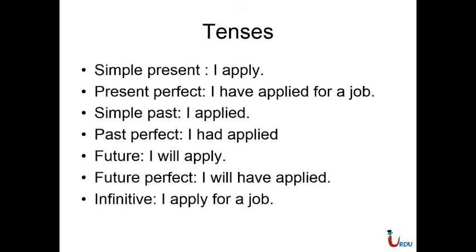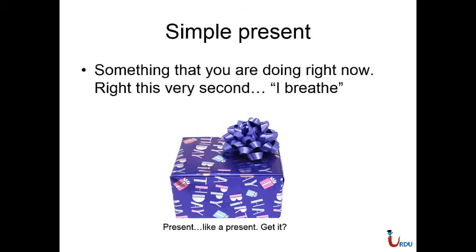So in English, there are 6 tenses: simple present, present perfect, simple past, past perfect, future, and future perfect. Let's go over them. Simple present is something that you are doing right now, right this very second. You breathe, I breathe, we breathe, so on and so forth. The simple present is something that is happening right now, continuously and forever.